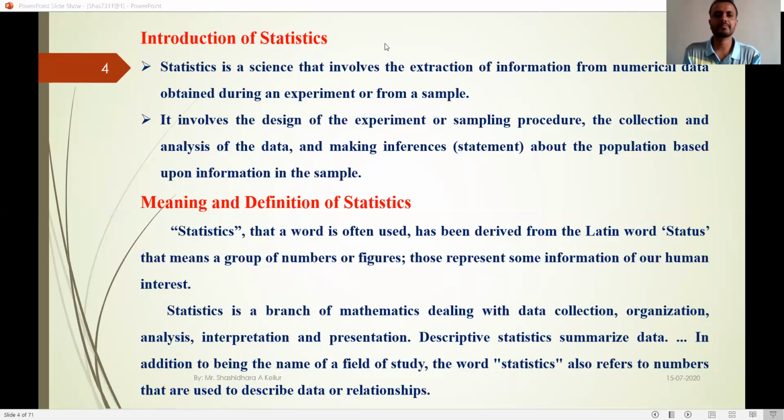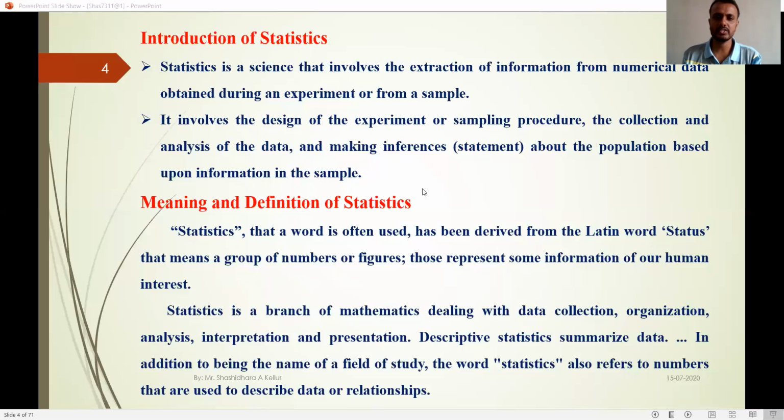Introduction of statistics. Statistics is a science that involves the extraction of information from numerical data obtained during the experiment or from a sample. It involves the design of the experiment or procedure, sampling procedure, the collection and analysis of the data, and making inference about the population based upon information in the sample.